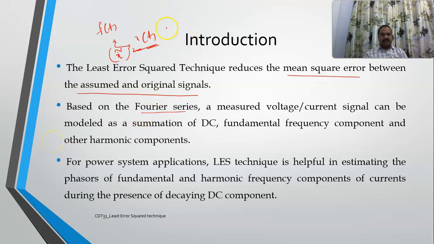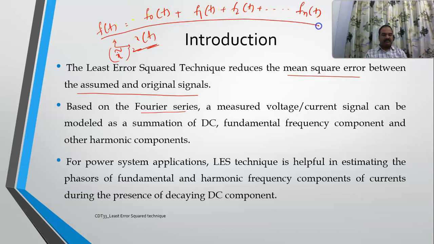Any signal which you have is represented just like a Fourier series. It will be represented as a DC component, a fundamental component and higher order components. It can be up to infinity also. So your signal is represented as a summation of different frequency components.